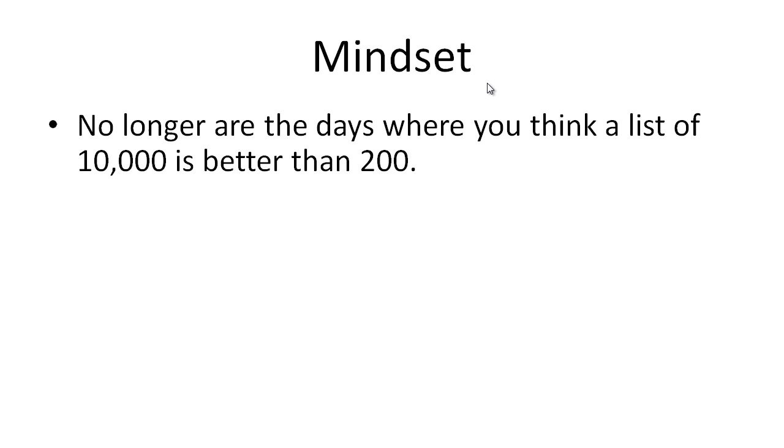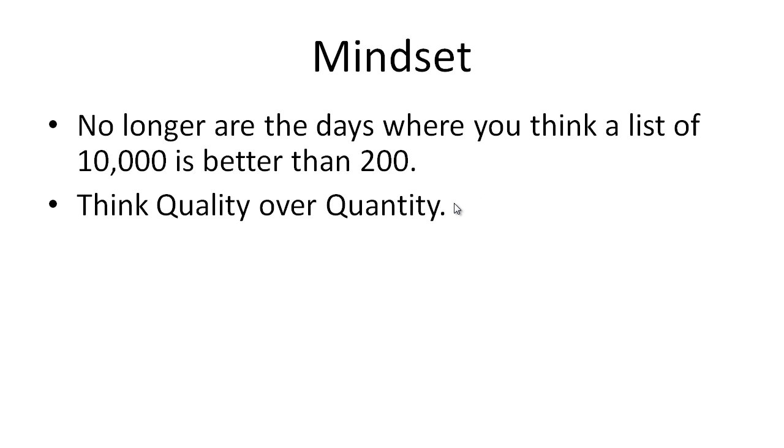But of course, there's a difference between freebie seekers and customers, and I'll show you a different way to actually weed out those freebie seekers. So no longer are the days where you think a list of 10,000 is better than 200. So if you have a list of 10,000 freebie seekers versus a list of 200 customers, I would take 200 over the 10,000 any day.